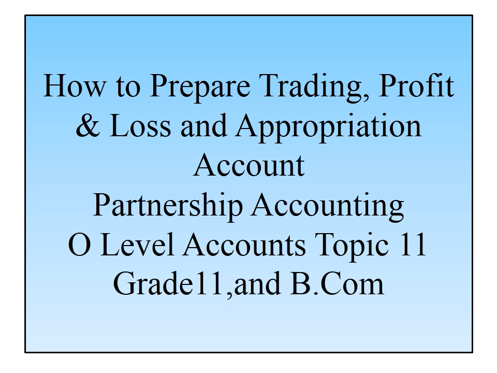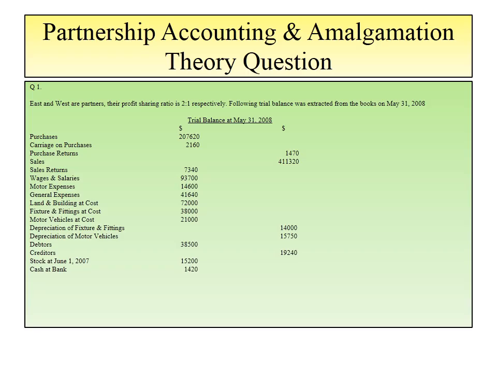It is a high-level account, but it is very good for grade 11 and BCom students also. Now we go to the next slide. The actual question input is the question given over here. Each investor is a partner and their profit sharing ratio is 2:1, and the trial balance is given as at May 31, 2008. Purchasing is given, and all of this is carried on purchasing in Excel. Right, that's all. You can go through this trial balance.